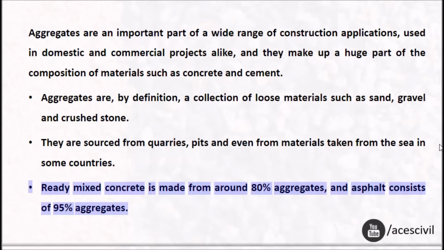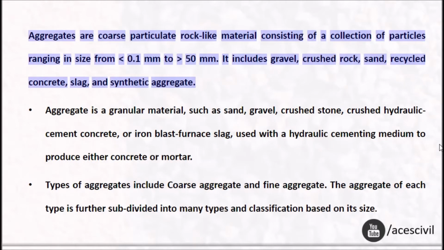Ready mixed concrete is made from around 80% aggregates, and asphalt consists of 95% aggregates. Aggregates are coarse particulate rock-like material consisting of a collection of particles ranging in size from 0.1 mm to 50 mm. It includes gravel, crushed rock, sand, recycled concrete, slag, and synthetic aggregate.